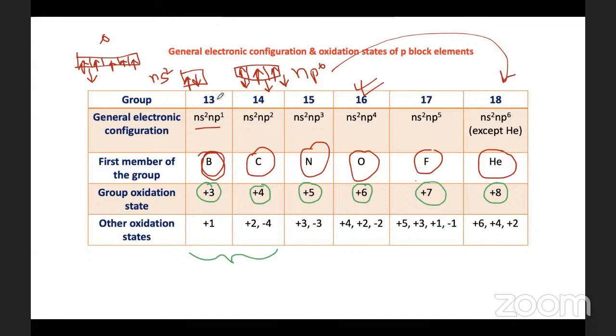So these 3 will come here. This 4 will come here. This 5 will come here. And likewise, this 18 will come here.